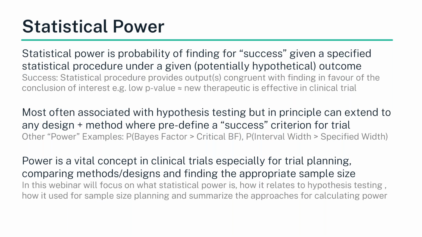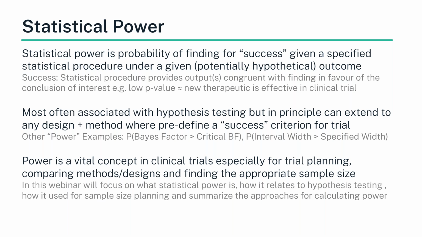So as long as you're willing to say that the statistical procedure is going to provide an output or outputs that are congruent with concluding for success, for finding in favor of the conclusion, and I mean that in the broadest sense, not a statistical sense, but purely that this means we would find for success, or we take it to the next step, or we take it to the FDA, or whatever that happens to be, that is a scenario where you can calculate, in theory, a type of statistical power.